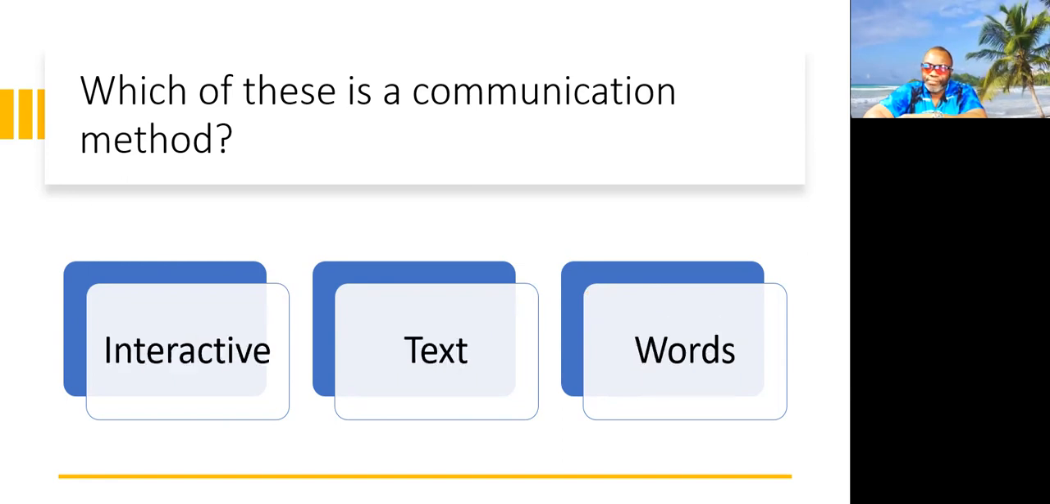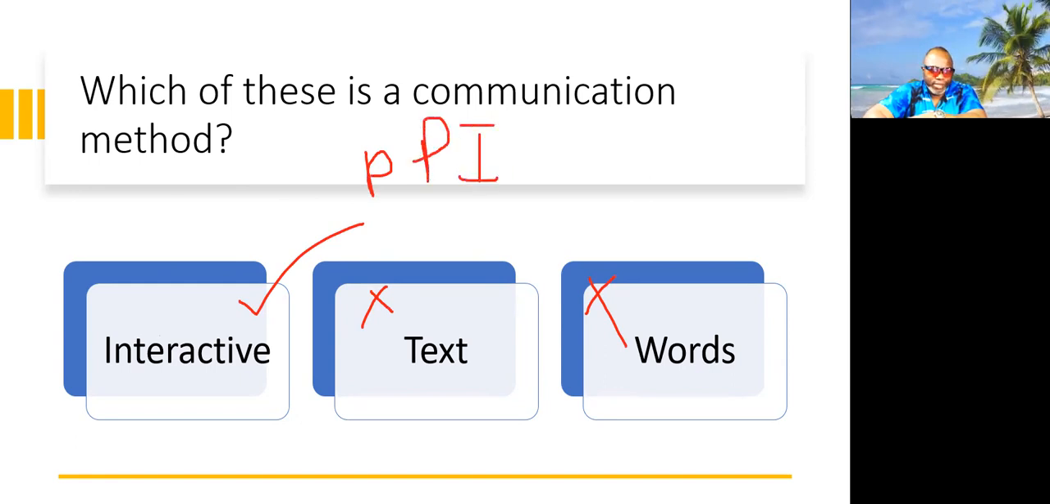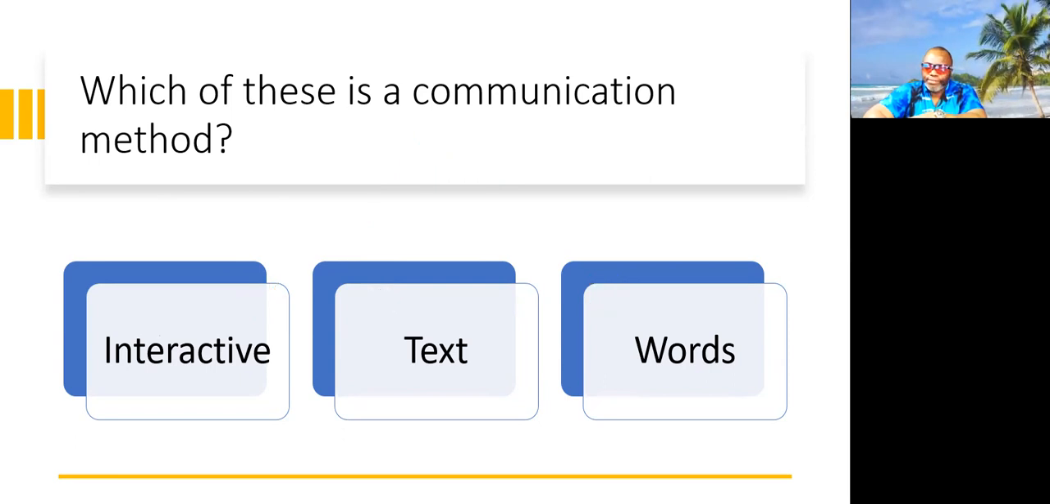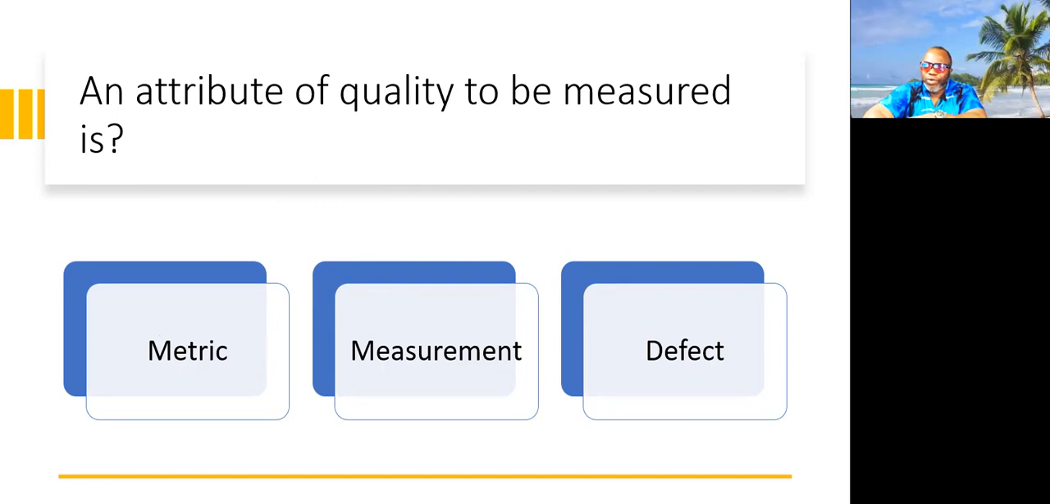Here's your next one. Which of these is a communication method? Uh-oh, here we go again. 3, 2, 1. The answer is not text and it's not words. The answer is interactive. So you have push, pull, and interactive. Those are the 3 communication methods. All right, just a bit of trivia to spice it up.